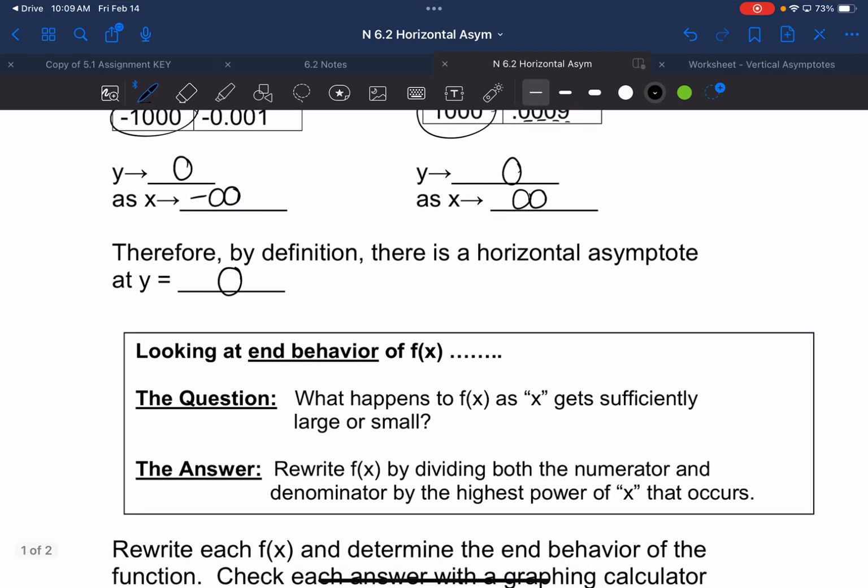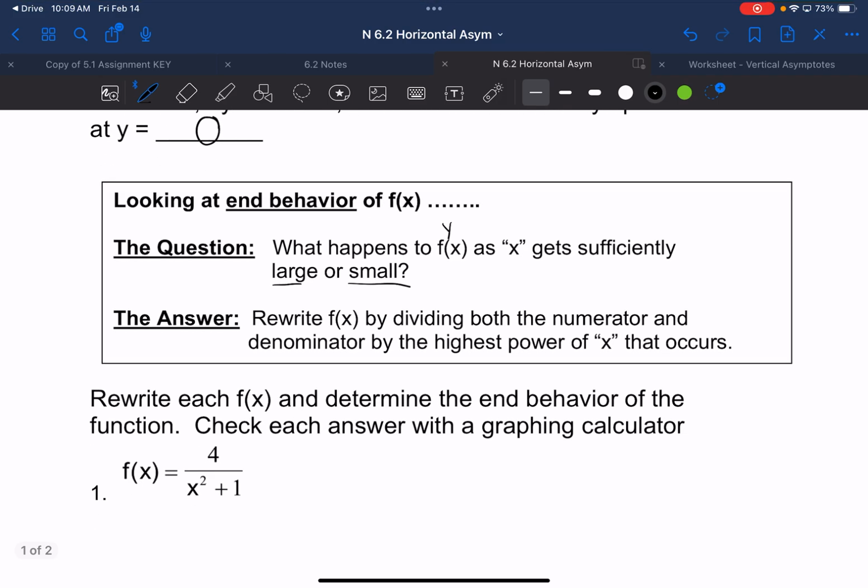Okay. So now it says, looking at the end behavior of f of x. It says, what happens to f of x? Again, remember, f of x is your y. So they're saying, what happens to y, or your overall function, as x gets sufficiently large or small? Okay, well, what's going to happen is we can see this by rewriting f of x. So rewrite your equation by dividing both numerator and denominator by the highest power of x. So whatever your biggest exponent is, okay?